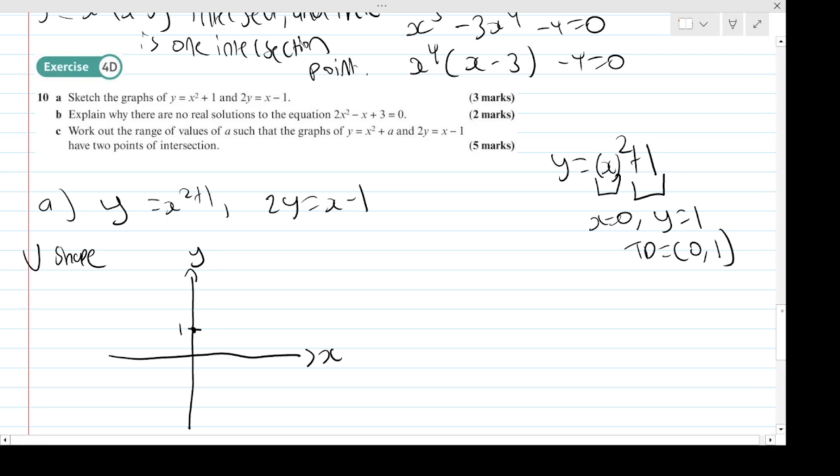Okay, so then we can kind of sketch the quadratic. So it's going to look like that. Cool. So there we are. Then lastly, we need to sketch this line here. So if 2y is x minus 1, well, this is a line because if I halve it, I get y is a half x minus a half.